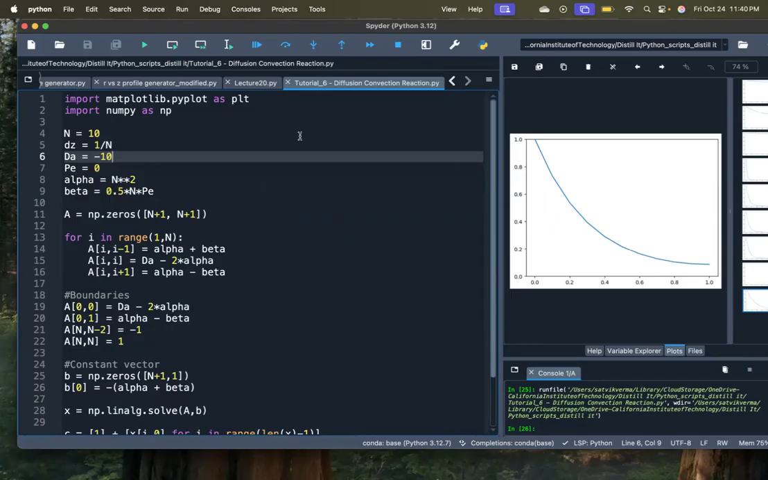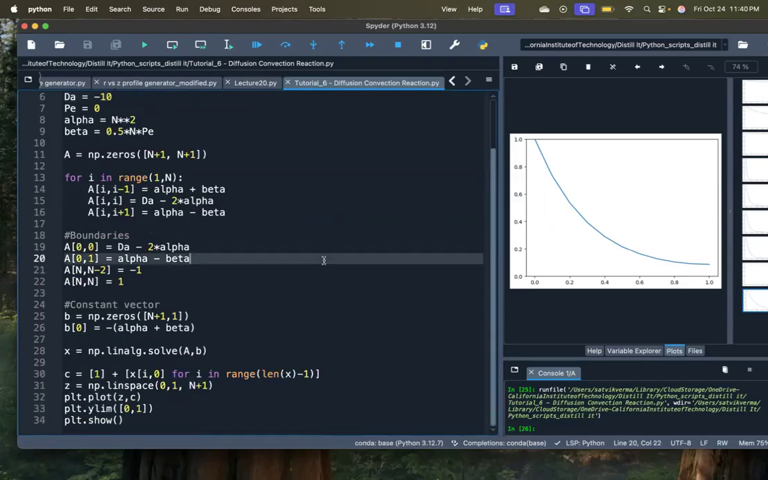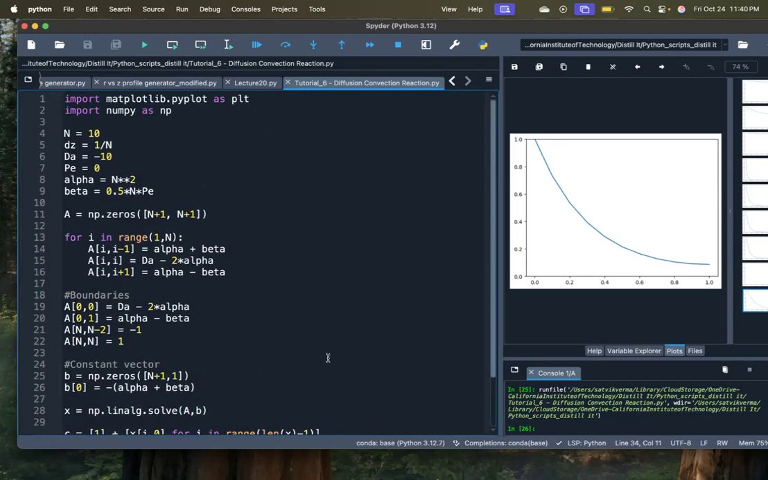So I hope you will have fun with this tutorial. We'll try to get more tutorials, and we'll try to generalize this for an nth order reaction by using fsolve. So we'll talk about that in the further lectures. So hopefully you will enjoy this. Thank you.